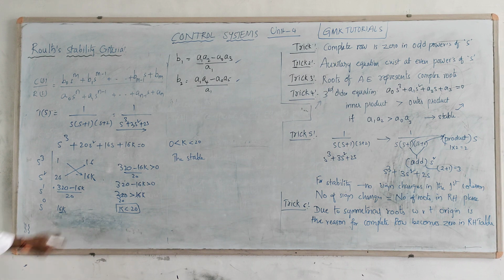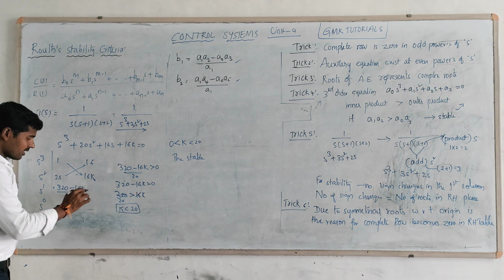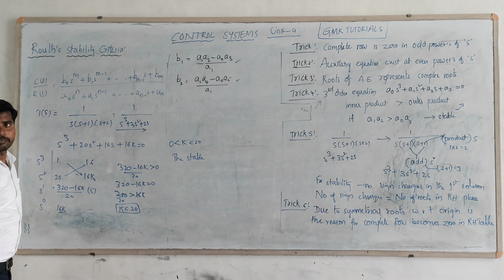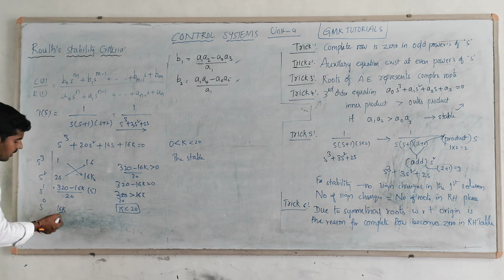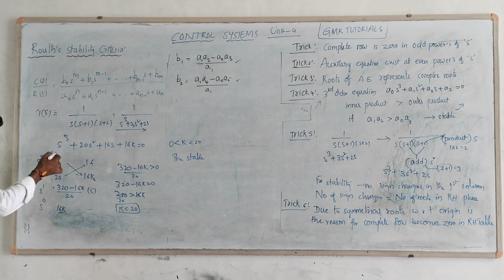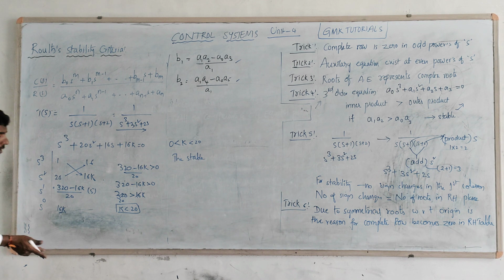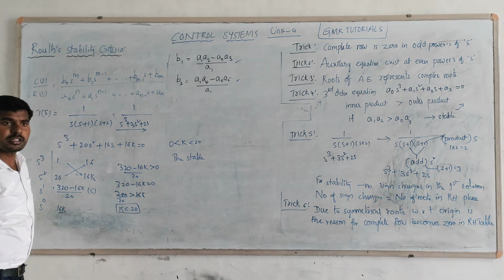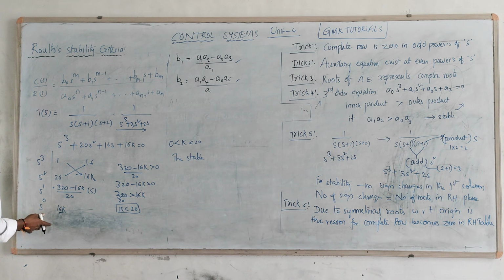Suppose you take any value of k, say 5, you will get a positive value obviously. At the same time this value is also positive. That means in the first column of the RH table there are no sign changes. If there are no sign changes in the first column, the system is a stable system.